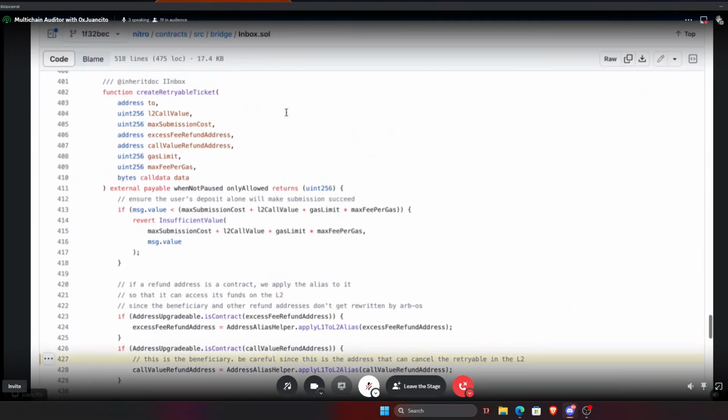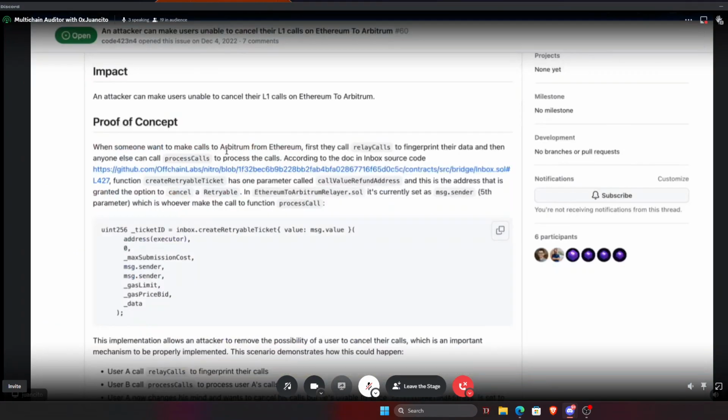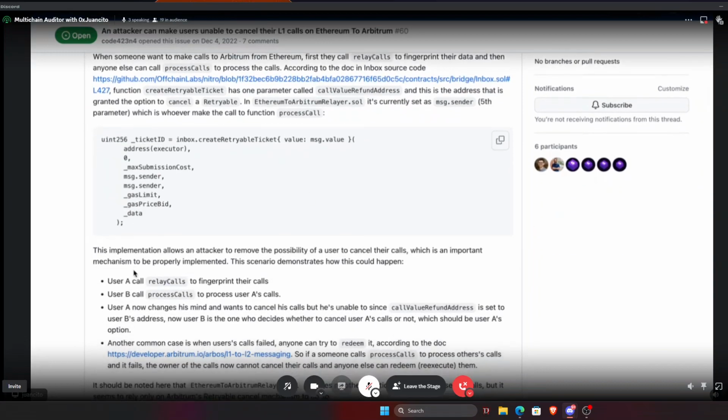Process calls, that calls this create retryable ticket. So there's this function: a person A relays a call to be executed on Arbitrum, and then a user B can process this call. So we as the user try to relay a call, and as is usual on many protocols, anyone can process the calls. So it should not be an issue.